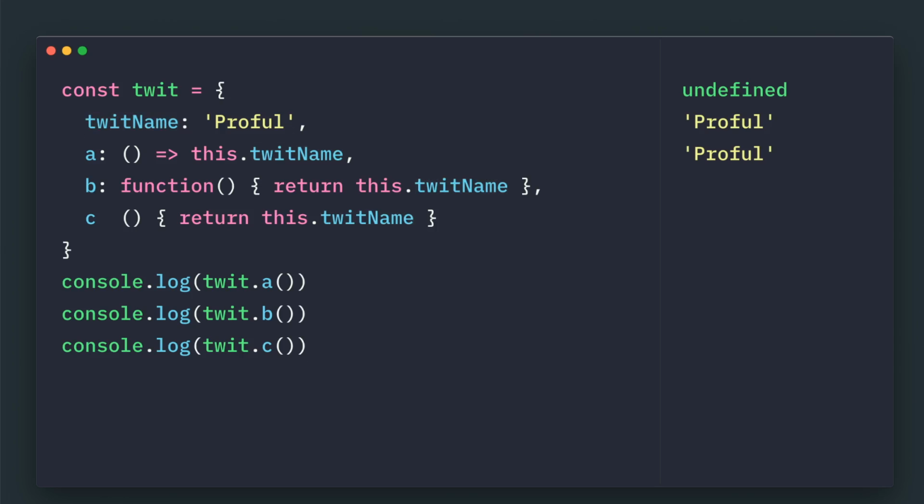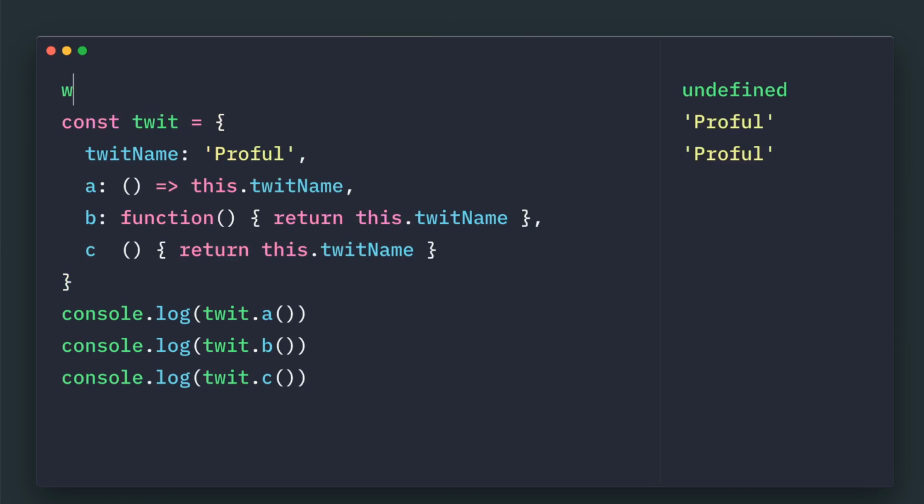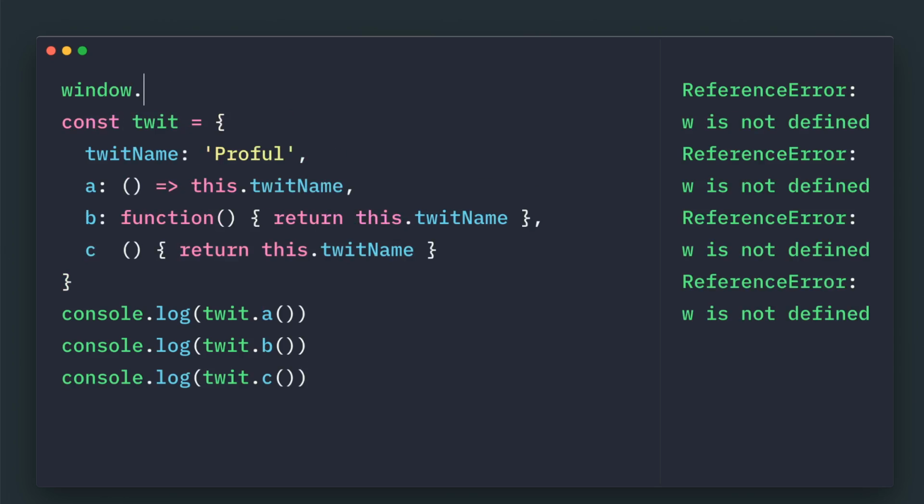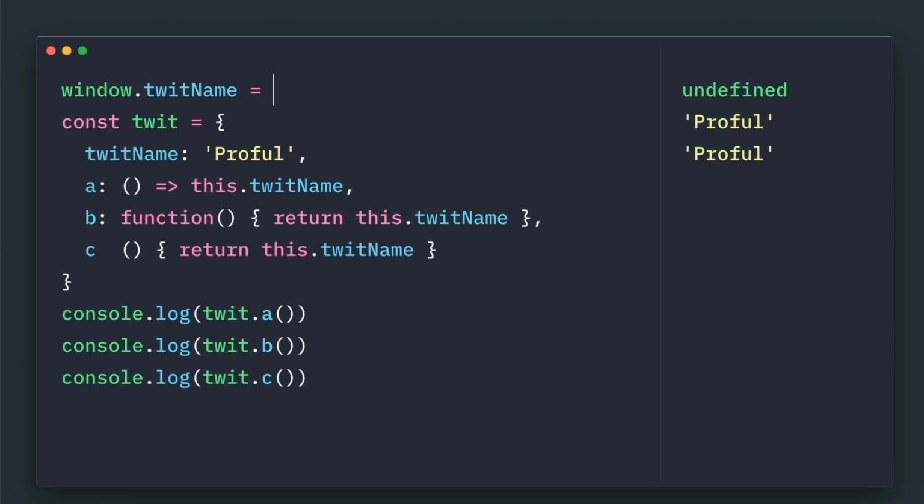But let's say if you try to define this global variable, then the first one will contain this as well, for A, B and C.